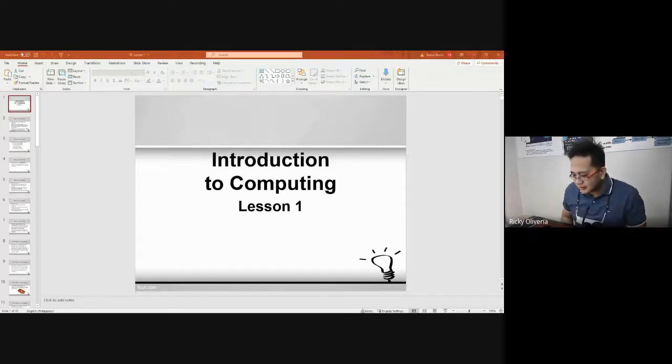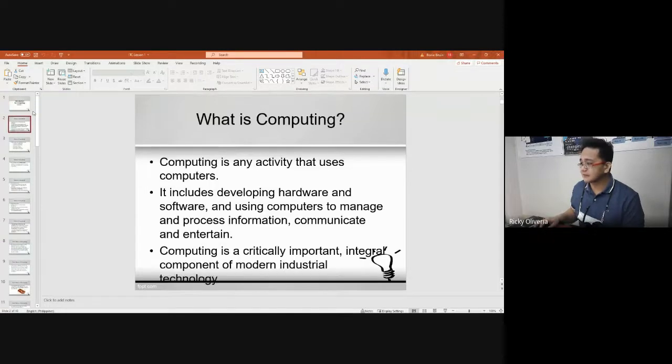Okay, so meron yata ako ditong medyo madami-dami tong slide na to. Just bear with me. Well anyway, hindi naman kayo inaantok kasi umaga pa lang. Medyo maaga pa, so maybe you're not really exhausted yet. Okay, so let's start. Introduction to Computing Lesson 1. My mouse. Okay.